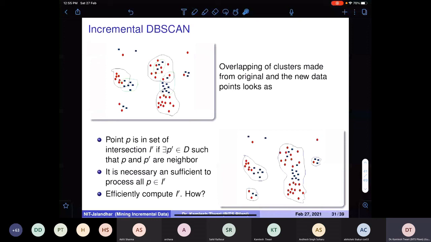So till now what we have seen is that DBSCAN is a candidate method. Its incremental version, the incremental DBSCAN algorithm, can be utilized to do incremental data mining for clustering.